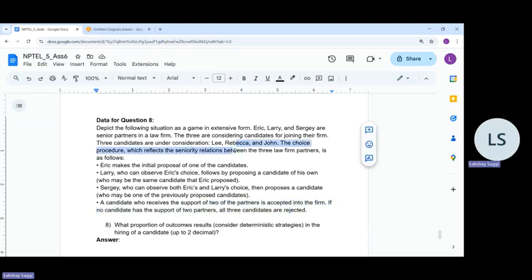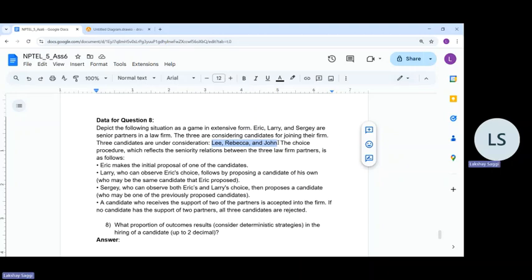Okay, so I think this problem just becomes a combinatorics problem: there are 27 choices, right? And out of these 27 choices, we have to count the proportion where at least one of Lee, Rebecca, and John gets 2 votes, right?